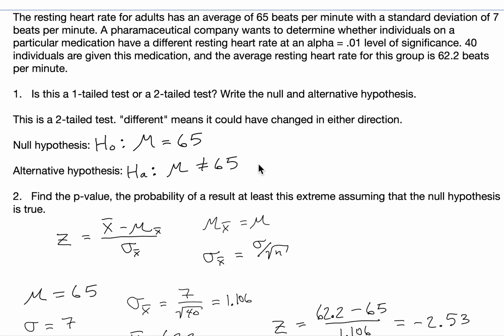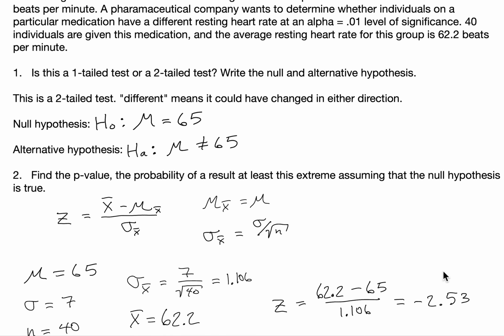Our null hypothesis is that the mean heart rate for individuals with this medication is still 65 beats per minute, that this medication does not change an individual's heart rate. And our alternative hypothesis is that it does change the resting heart rate. So our alternative hypothesis is that the mean is not 65 beats per minute. It could be larger, it could be smaller. It's a two-tailed test.